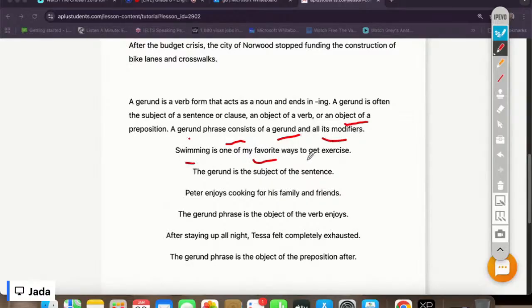So, swimming is one of my favorite ways to get exercise. The gerund is the subject of the sentence. Then, Peter enjoys cooking for his family and friends. The gerund phrase is the object of the verb enjoys. Okay. After staying up all night, Tessa felt completely exhausted. Now the gerund phrase is the object of the preposition what? After. So you have to note that a gerund is a verb form that acts as a noun and ends in -ing. In a sentence, it is most times the subject, the object of a verb, or the object of a preposition.